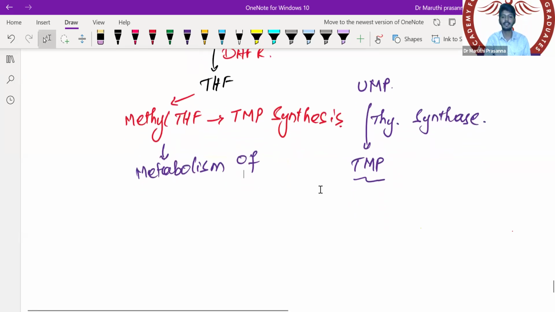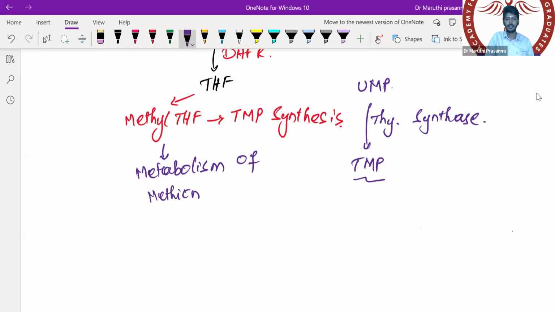Metabolism of which amino acid? One carbon reaction. Metabolism of sulfur containing amino acids, very good. That is, metabolism of methionine and homocysteine. For the metabolism of methionine and homocysteine, we require methyl tetrahydrofolate. Okay.